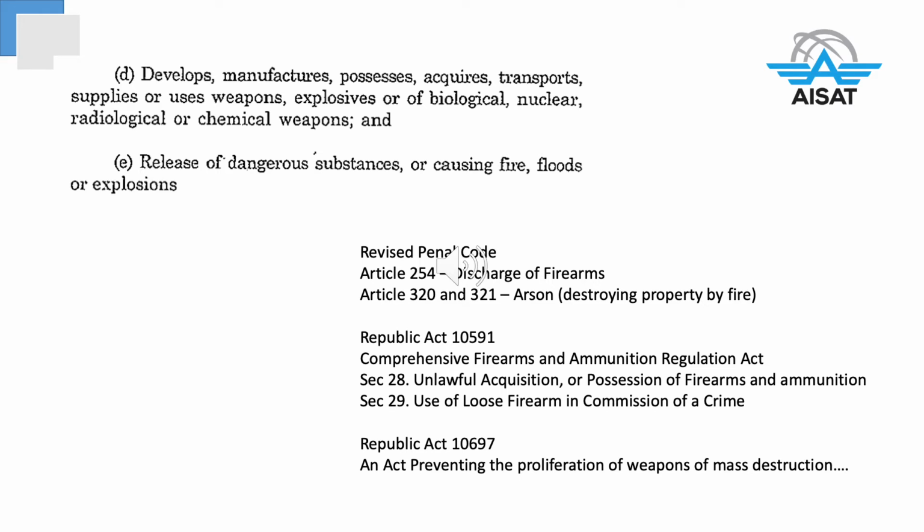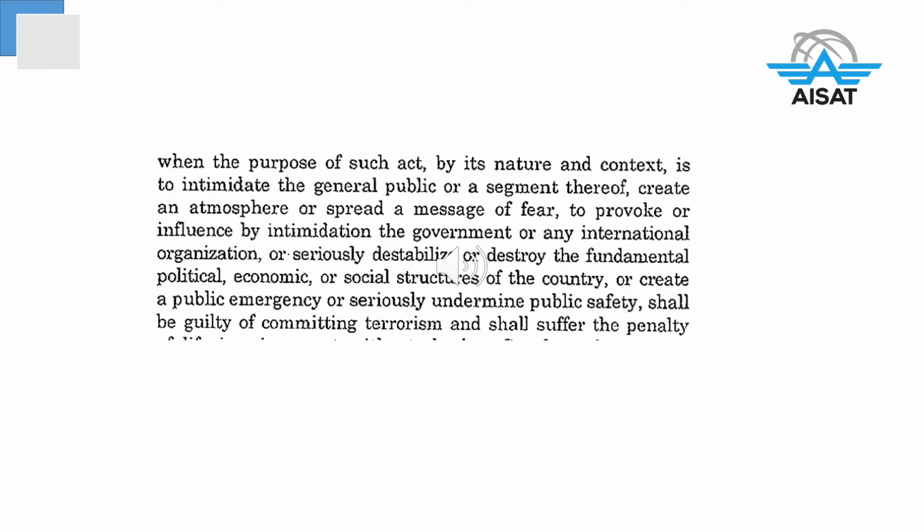And we will see in the last paragraph how it tries to differentiate the listed crimes in Section 4 of the Anti Terrorism Act and those of the Revised Penal Code. So here, in the bottom part of Section 4, it says, these are considered terrorist acts when the purpose of such act, by its nature and context, is to intimidate the general public or a segment thereof, creating an atmosphere or spread a message of fear to provoke or influence by intimidation the government or any international organization, or seriously destabilize or destroy the fundamental political, economic, or social structures of the country, or create a public emergency, or seriously undermine public safety, shall be guilty of committing terrorism.